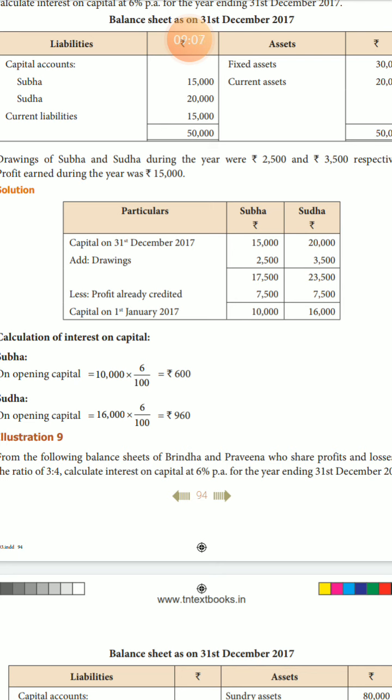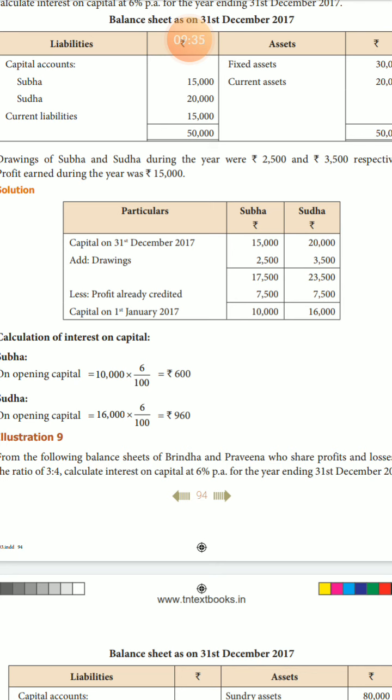From the following balance sheet, Brinda and Praveen, who share profit and loss in the ratio 3:4, calculate interest at the rate of 6% for the year ending December 31st, 2017. Balance sheet: capital accounts of Brinda and Praveen are 30,000 and 40,000. Profit and loss appropriation account is 10,000. Sundry assets are 80,000.